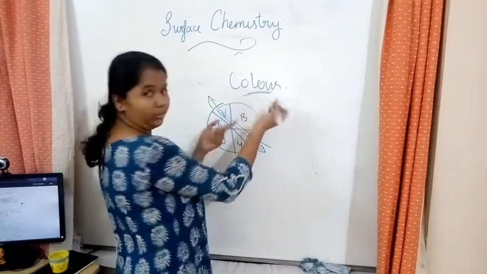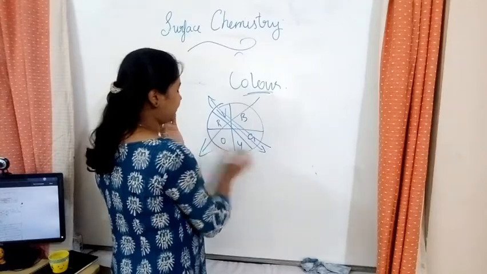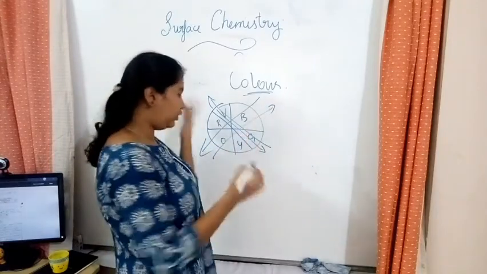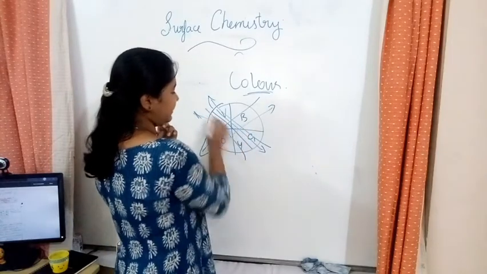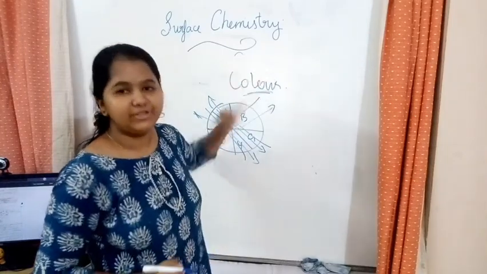If blue light comes, it will become orange. Orange light comes, it will become blue. Yellow light comes, it becomes red. Red comes, it becomes blue. That is, complementary colors show up.